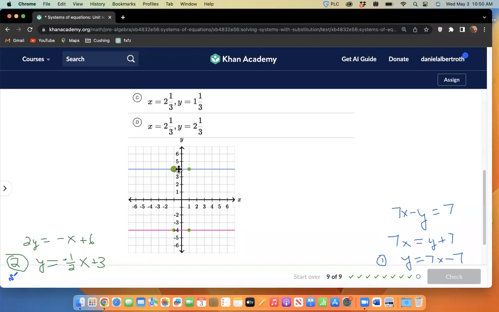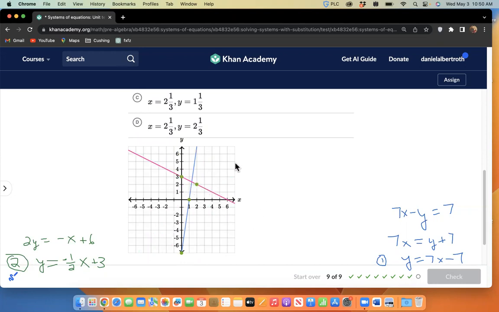So if I do the first line, the blue line, the intercept is negative 7, way down here, and the slope is 7. So I'm going to go up 7 and over 1. So from the intercept, up 7 over 1. So I like that graph. And then the green one has an intercept of 3 and a slope of negative 1 over 2. So this one looks something like this.